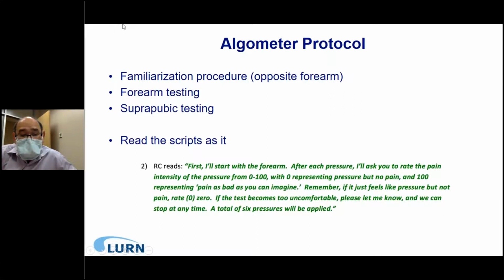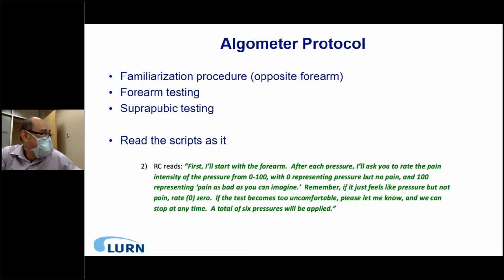And I guess that helps. If the test becomes too uncomfortable, please let me know, and we can stop at any time, and a total of 6 pressures will be applied. So hopefully that will ease it. Mary, did you have a problem between pain and pressure when we did this part for participant two? I did for some who didn't understand it, and I would just tell them if the pressure became painful, then you rate that pain. Okay. Perfect. That's about all I could tell them.